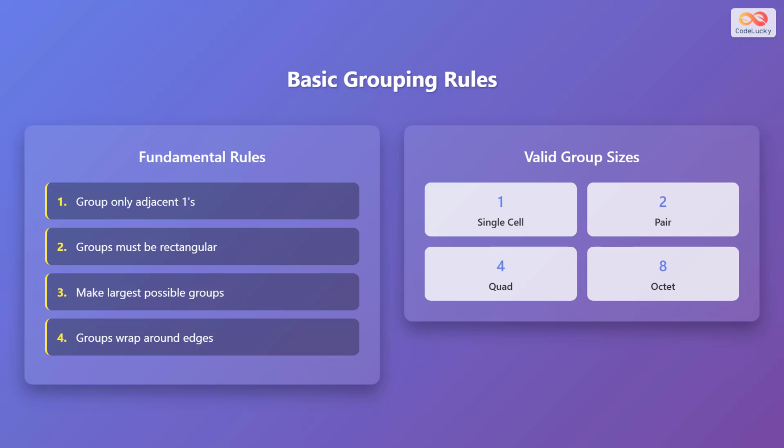Groups wrap around the edges. The top row is considered adjacent to the bottom row, and the leftmost column is considered adjacent to the rightmost column. Valid group sizes are always powers of 2: 1, 2, 4, and 8.